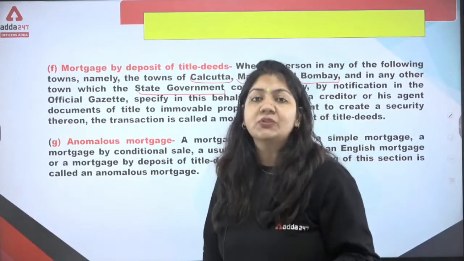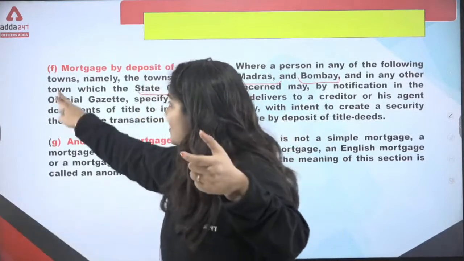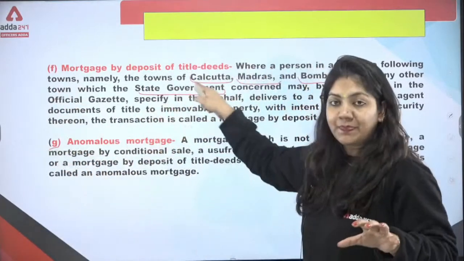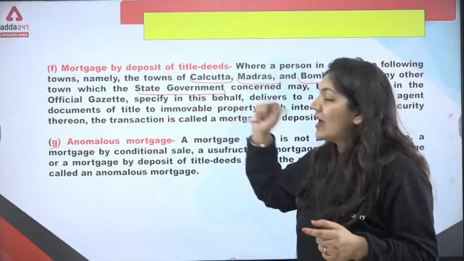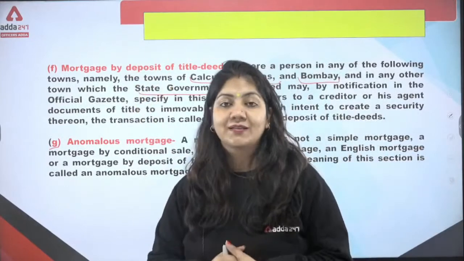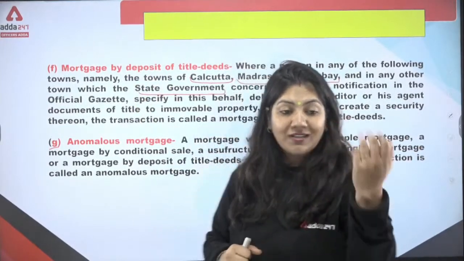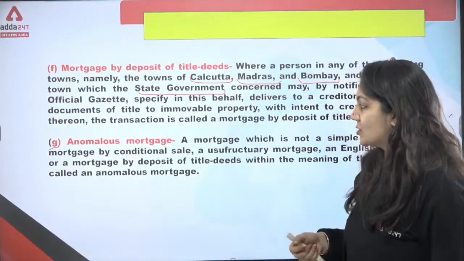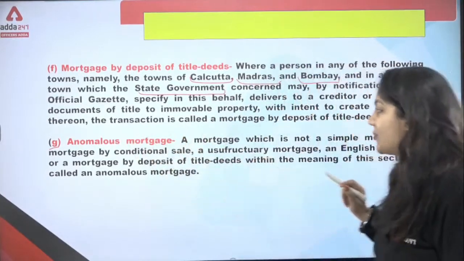If you are not able to read the sections, suppose these sections F, G, then just try to learn these things. A question can be who has authority to declare a town as coming under this mortgage, so state government. What are the three towns? These are the three towns. Okay. Now the next one, anomalous mortgage, G point is there.